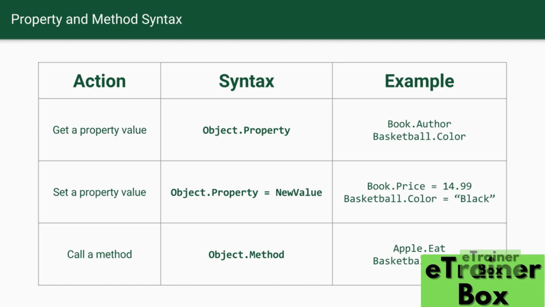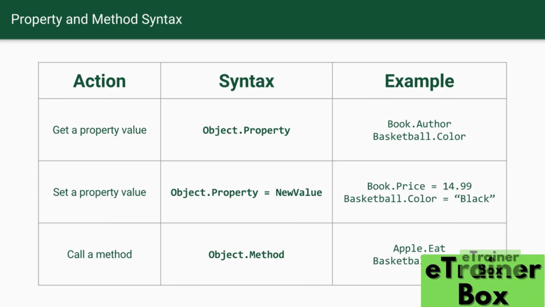The syntax to set a property value, to give an object property a new value, is very similar. On the left-hand side, we're going to have the object, a dot, and the property. And then unlike the syntax for getting a property, we're going to write an equal sign, and then on the right-hand side, the new value that we want to assign. So let's take a look at the 2 examples here.